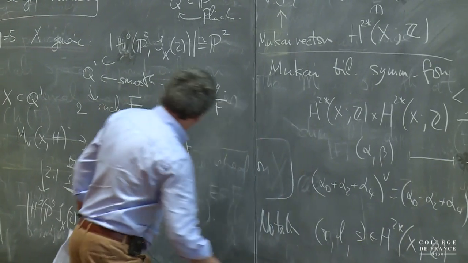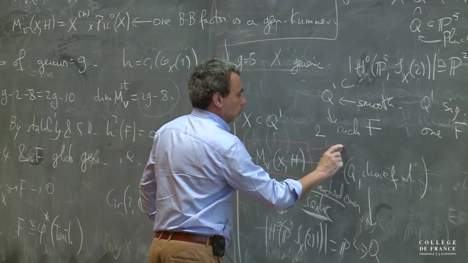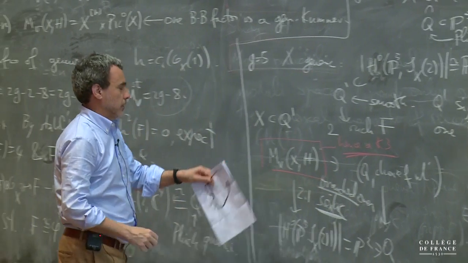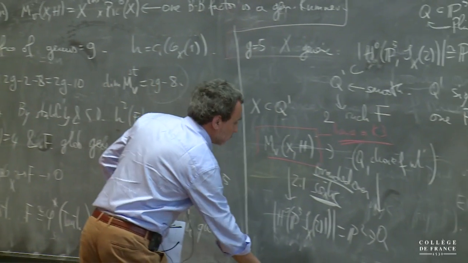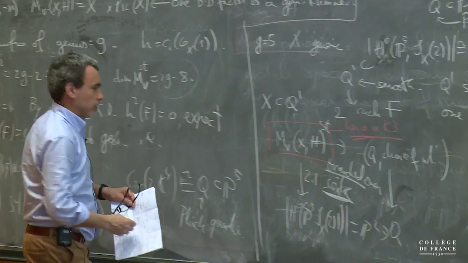Hence a K3. Okay? So you see that we get, of course, a symplectic surface. In the generic case, this is equal to the stable moduli space. And that's what it is.